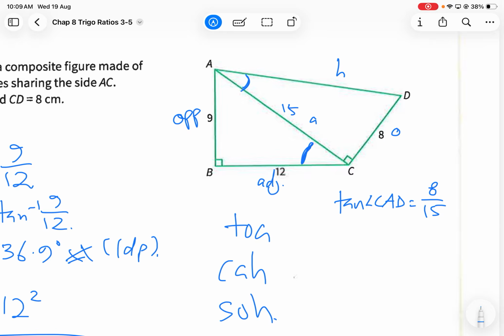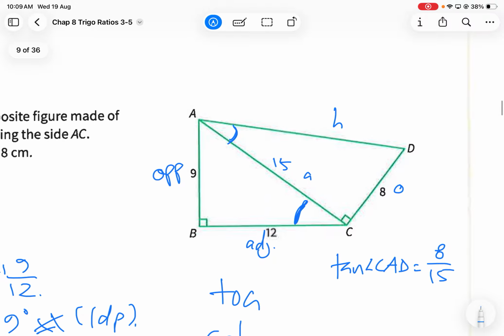My opposite, adjacent, all these may keep changing when the angle in question changes. Just now I'm talking about this angle, the opposite is 9, the adjacent is 12. Now that I'm talking about a different angle, the opposite is 8, the adjacent is 15. I must use the opposite, adjacent, hypotenuse according to my angle.